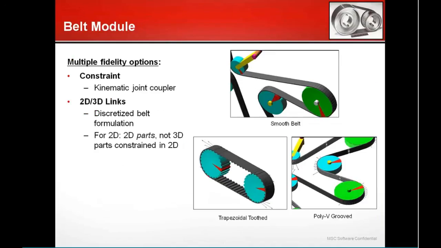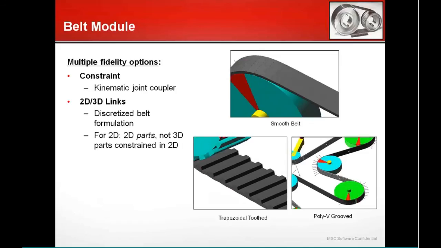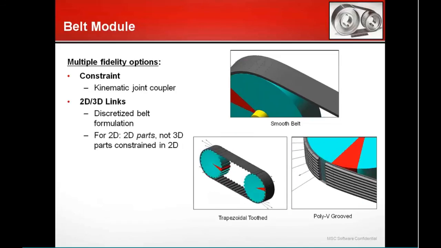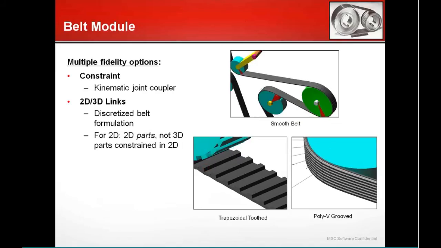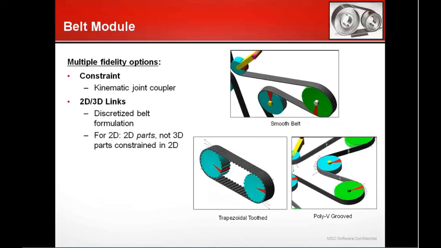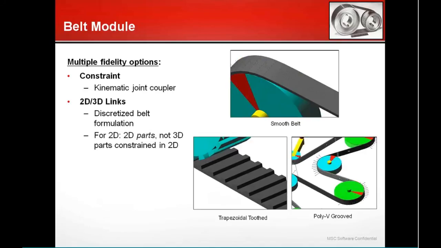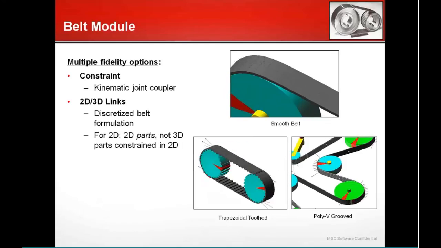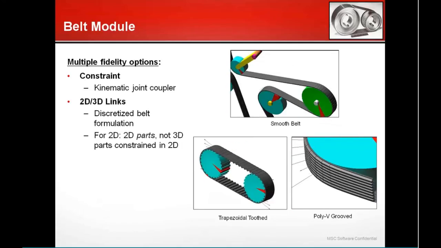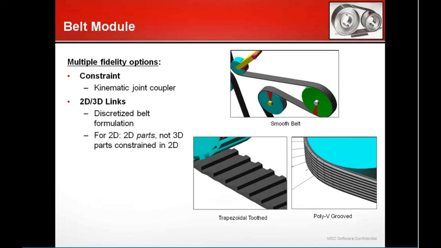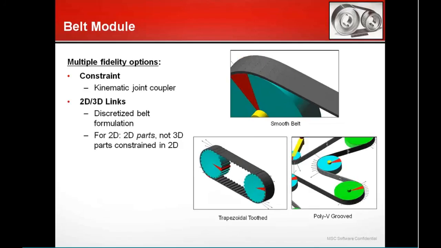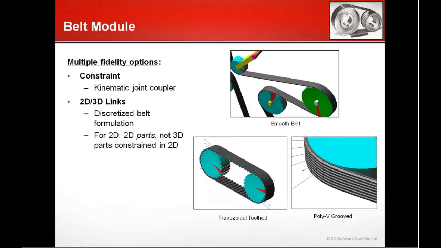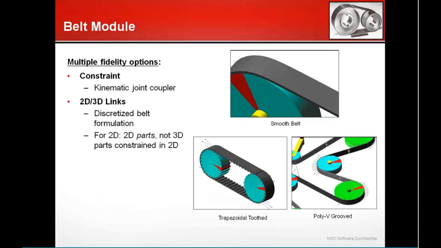The belt module originally offered two styles of modeling these things: a very basic constraint model, just a coupler, and a discretized belt formulation that is fundamentally planar. You use 2D parts or 3D Adams parts, but it's fundamentally planar in terms of the representation of the pulleys and the belts. They're constrained to a plane. And you can see with those modeling options, we cover smooth, trapezoidal tooth, and poly groove belts.